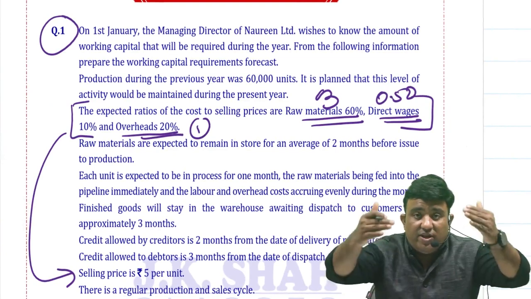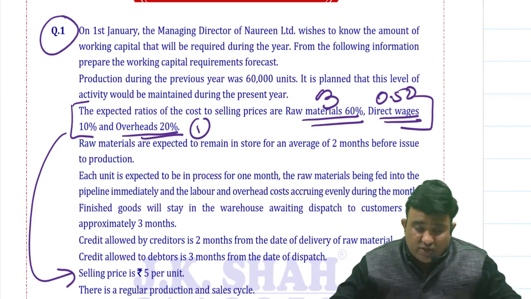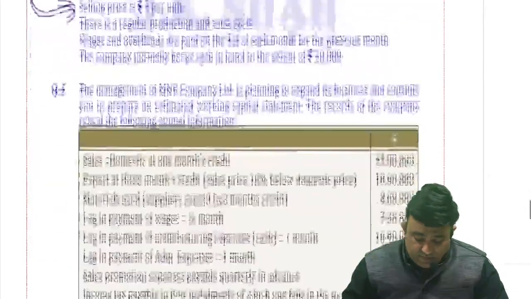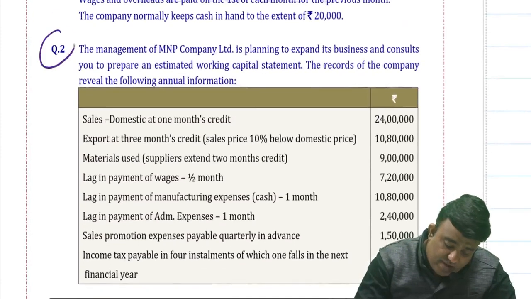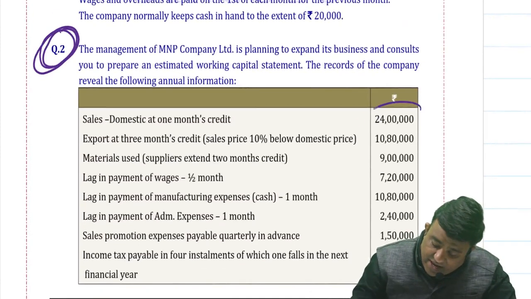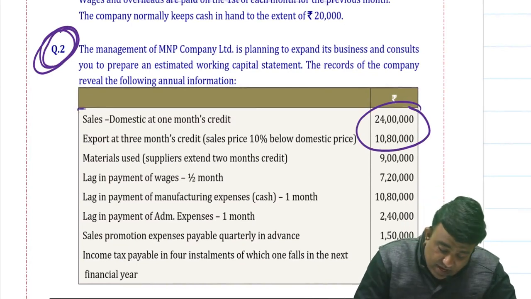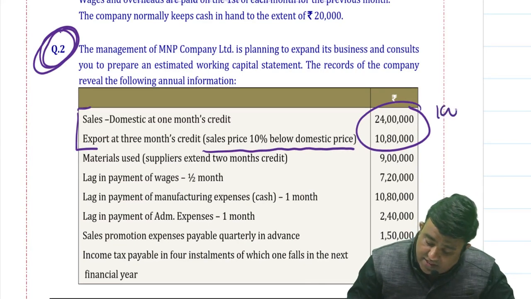And thereafter, it's a very normal example, like question 1 and 3 of your classwork. Very routine working capital requirement. But I would definitely say, go for this question. Question 2. Again, very classic, student. Very important from exam viewpoint, whereby again domestic and export sales are given. And here, again the same point, 10% below domestic price. So this is 100, this is 90%.